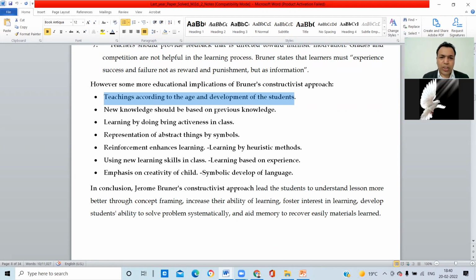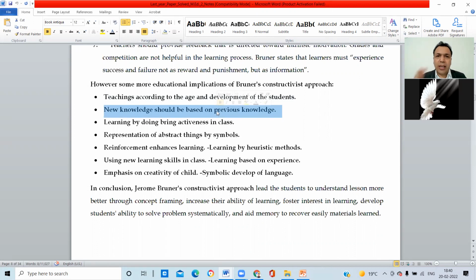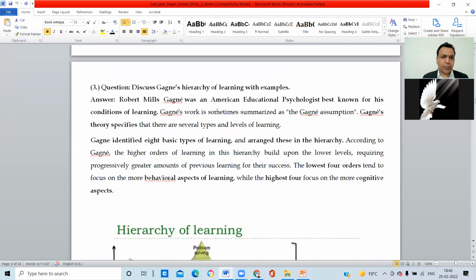And whenever you have to teach, it should be based upon the previous knowledge. Sometimes teachers come in the class and start teaching, and they are not relating it. So these are all educational implications of Bruner's theory you have to write.